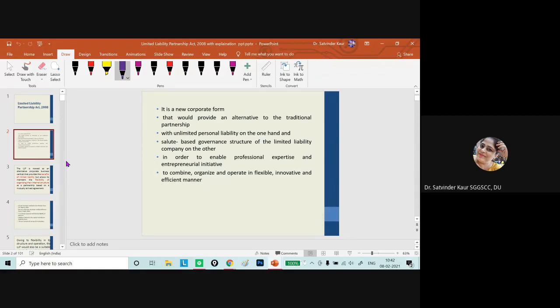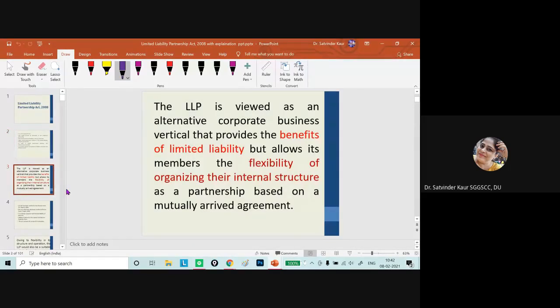So if we compare, unlimited personal liability is gone, and the governance structure is another important part which is taken into account. So nowadays, if people are taking up new skill-based businesses or entrepreneurial initiatives, LLP is considered a good option as a form of business organization. As per law, it is the alternate corporate business vertical which provides the benefits of limited liability as well as flexibility of organizing their internal structure.